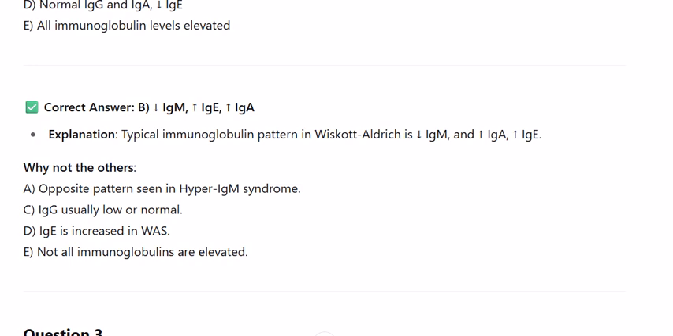Why not the others? A. Opposite pattern seen in hyper-IgM syndrome. C. IgG usually low or normal. D. IgE is increased in WAS. E. Not all immunoglobulins are elevated.